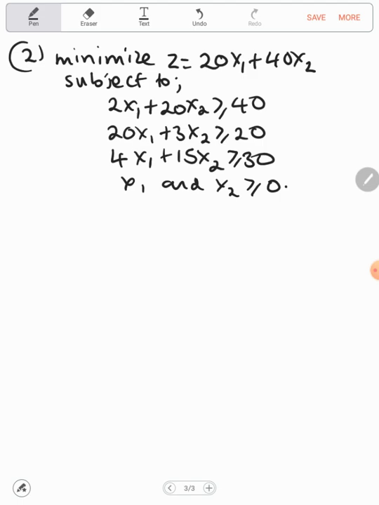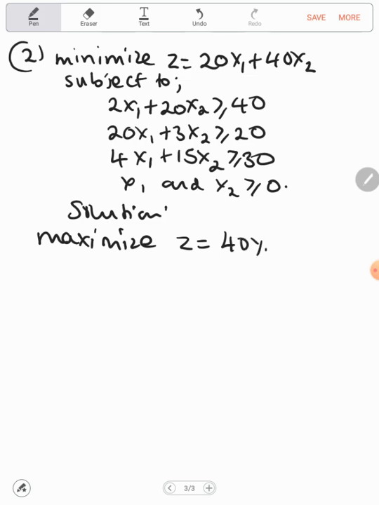So, like I said, the number of variables in the dual problem will be equal to the number of constraints in the primal problem. You can see that here we have three constraints, so the number of variables in the objective function will be 3. When it's minimization, we change it to maximization. We say maximize z equal to 40y1 plus 20y2 plus 30y3. I'm getting them from these values 40, 20 and 30.